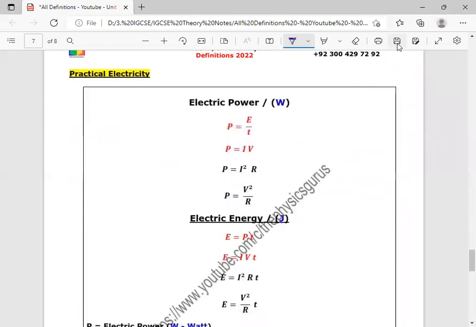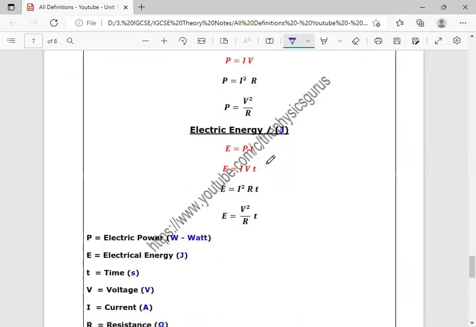Then there are multiple famous formulas. Power is equal to energy over time, and P is equal to I into V. Then P is equal to I square R. Then P is equal to V square over R. Then different formulas of energy: E is equal to PT, E is equal to I into T into V, or E is equal to I square RT, E is equal to V square over R times T.